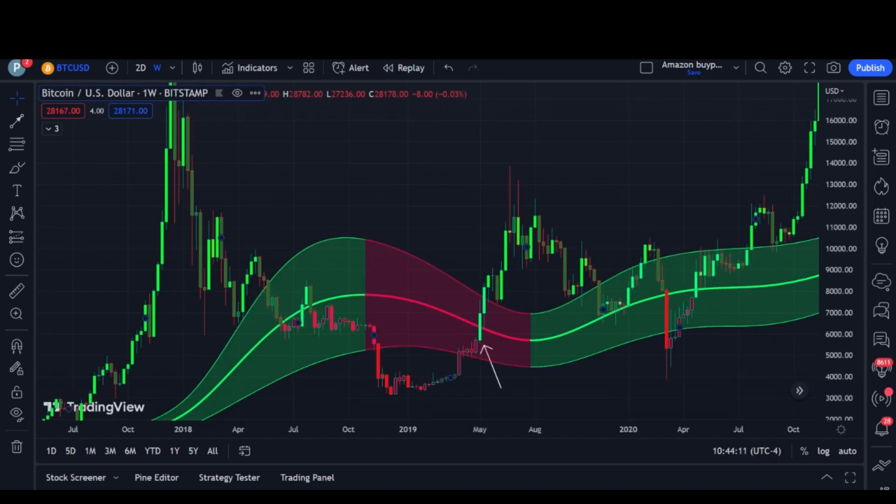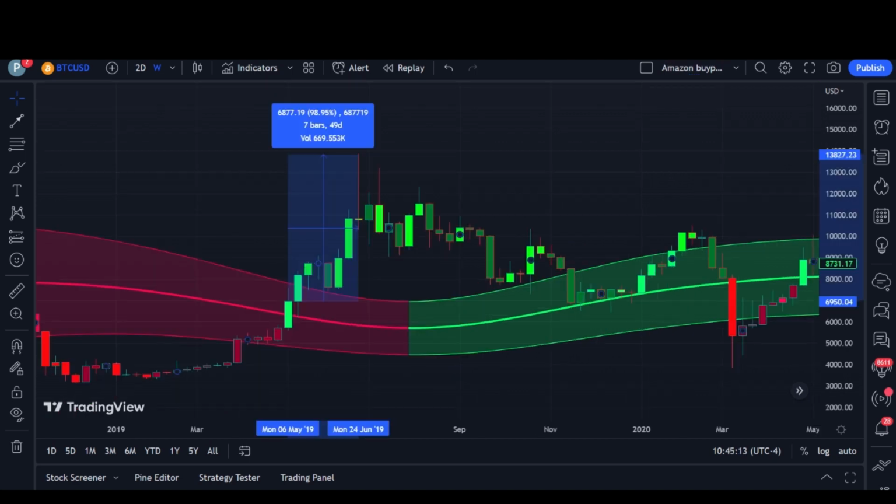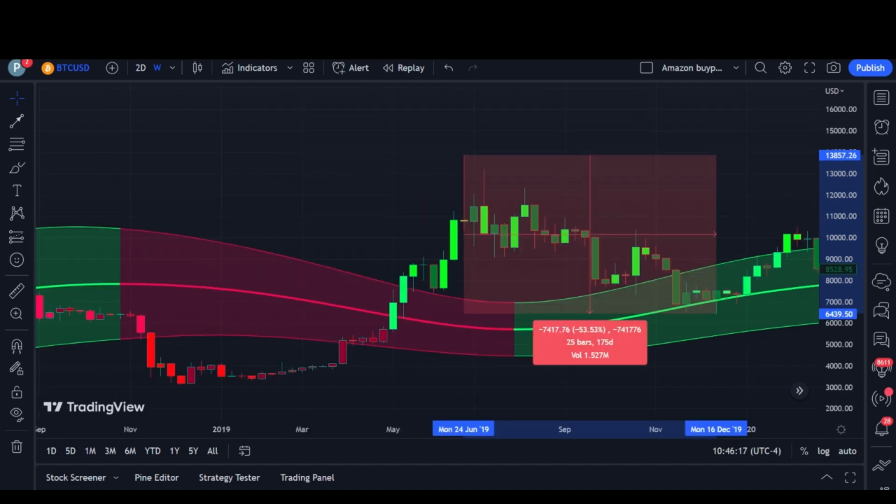The next time Bitcoin had a weekly close above the middle line of the Gaussian channel was in 2019, and it also immediately went up to the top line of the Gaussian channel. The price pumped 99% to this top and it took around 49 days to reach it. However, the price then dumped 53.5% in 175 days.